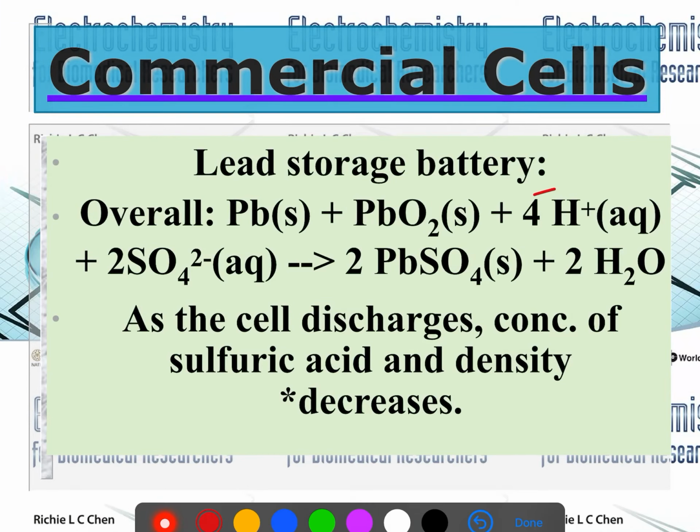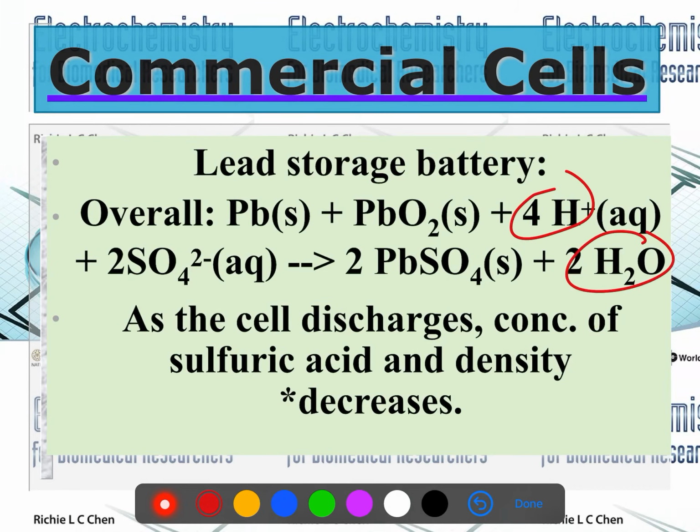The second issue is that as you discharge the battery, you're turning acid into water. So the concentration of the sulfuric acid decreases. You have less on your reactant side, more product being produced, which shifts the position of the equilibria. So as you run the battery, you're moving towards a position where you're going to get a voltage of 0.